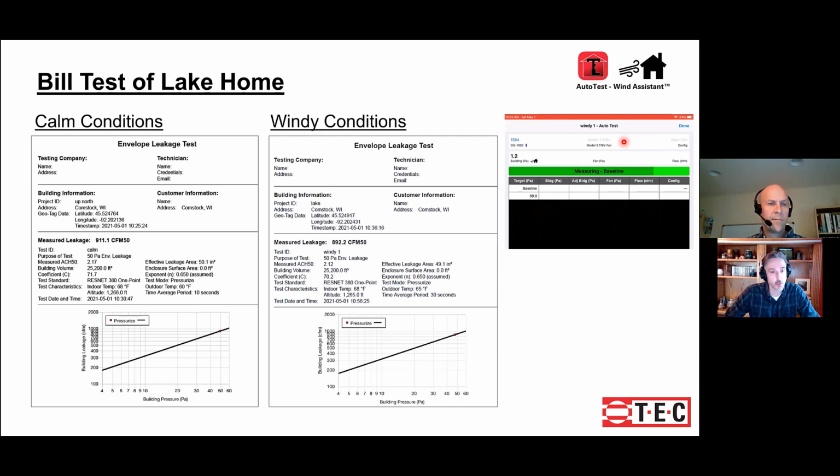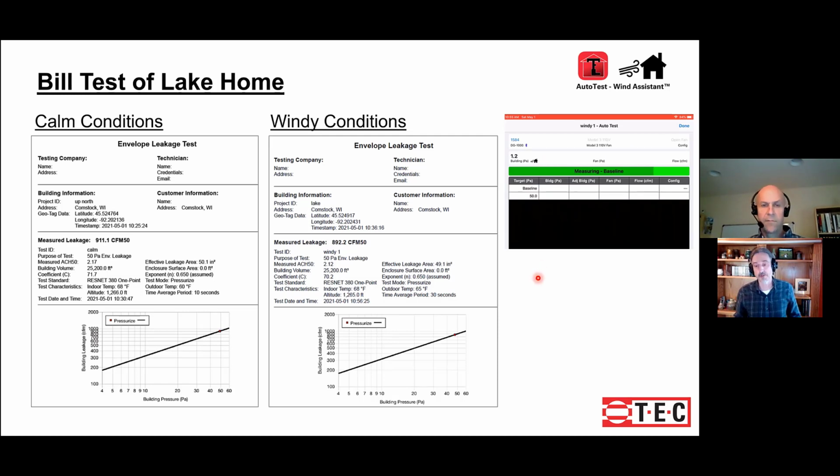On the right, under the windy conditions, I get about the same results, 2.1, but there you can see the time average period was moved to 30 seconds. And on the far right, in this graphic under the AutoTest Wind Assistant, you can see that when I simulated the wind, this little icon for the Wind Assistant came up right during the test, so that I knew. It said, hey, I'm detecting wind, I'm going to switch over, is that okay? And I said, yes, please do. That's why I got those 30-second periods of record instead of 10.